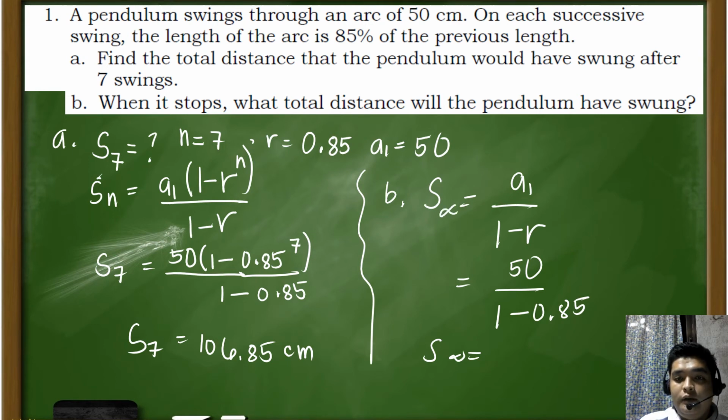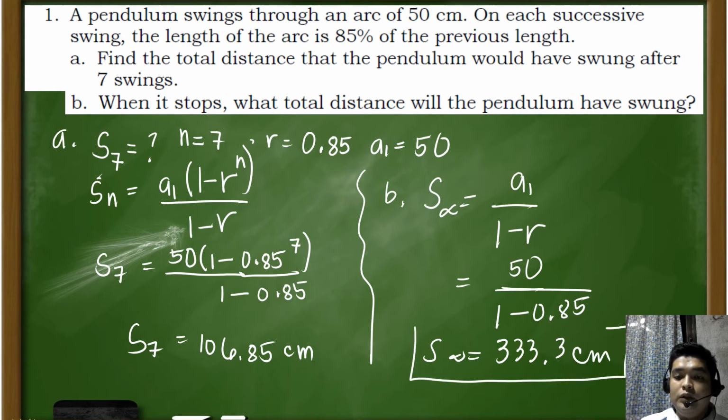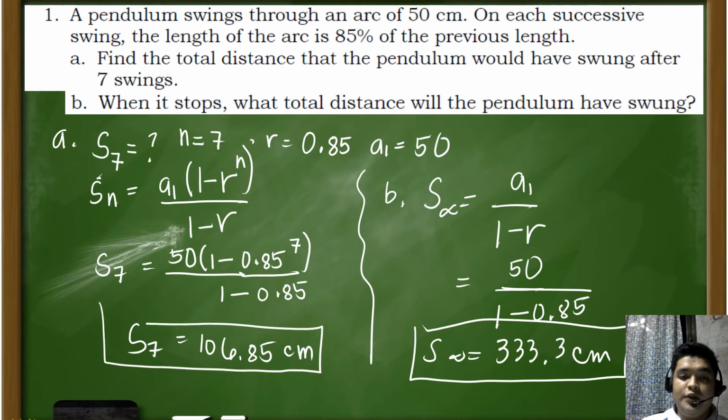Okay, so that is, if you're going to use a calculator, that is 1 minus 0.85. Then divide 50 over 1 minus 0.85, that is 333.3 cm.